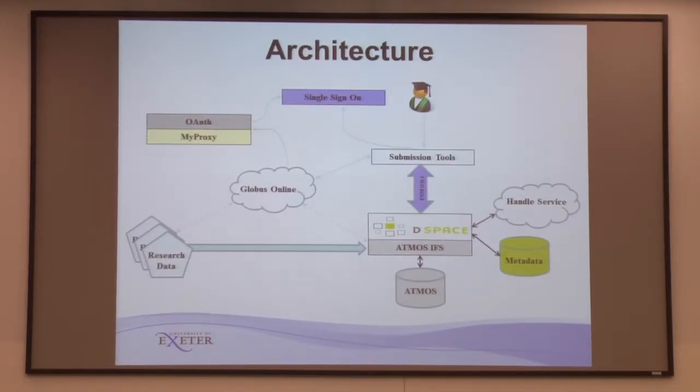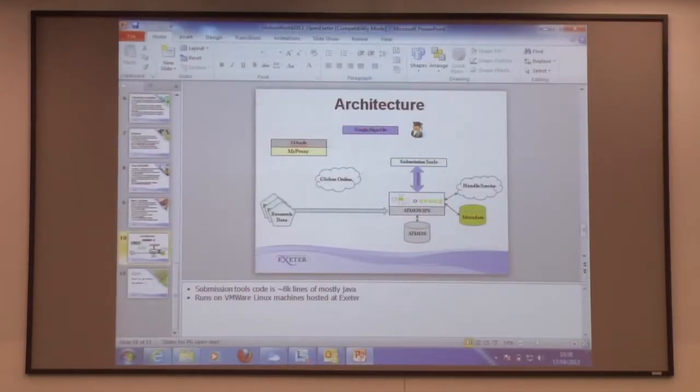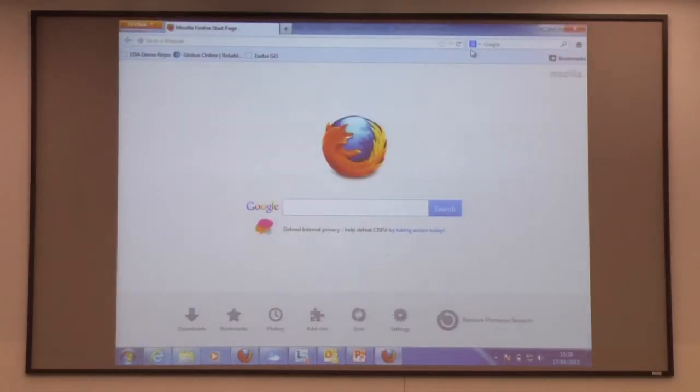It's a quick breakdown of the architecture. It kind of shows Globus at the middle of it, but also shows the SSO and OAuth MyProxy elements, which are fairly key to us. Okay, so without further ado, let's see whether we can get a demo.